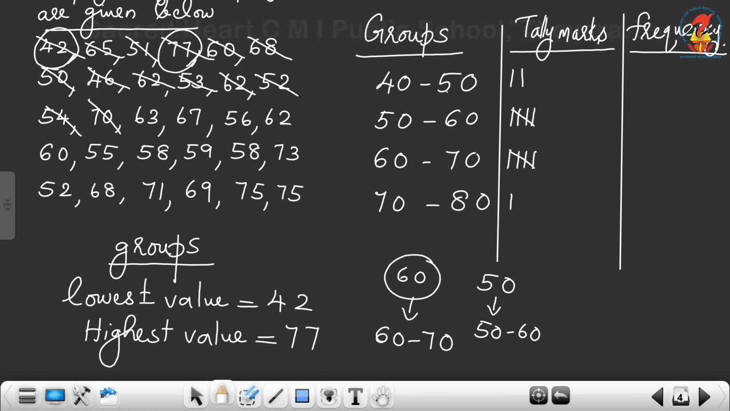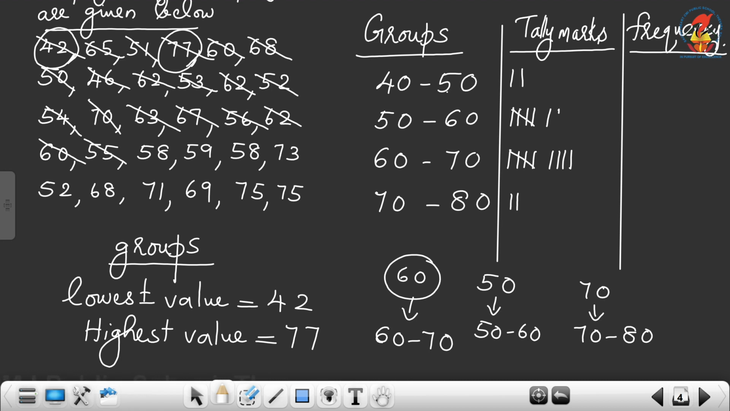70. Where will you mark this 70? 70 belongs to the group 70 to 80, so we put a vertical stroke. Then 63, 67, 56, 62, 60. 60 belongs to the group 60 to 70.